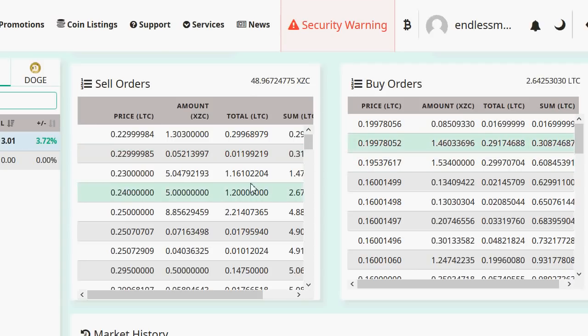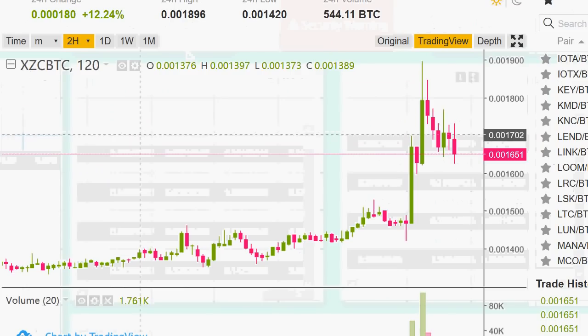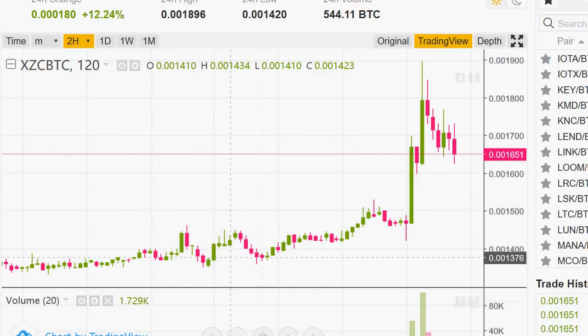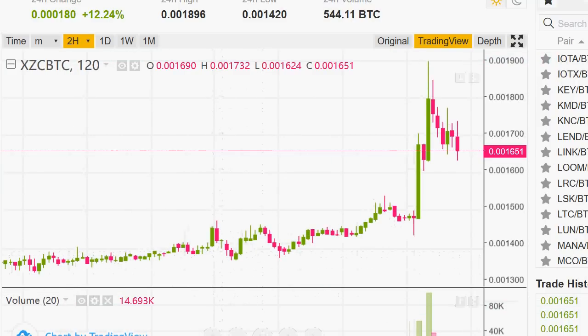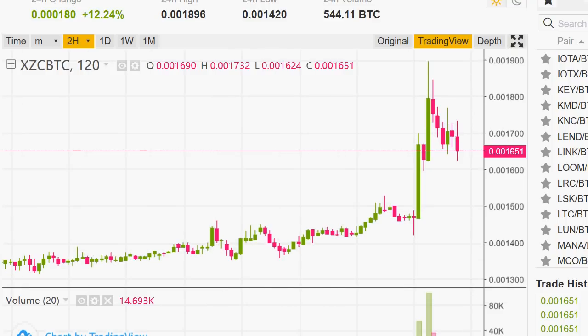I've already checked the fee for transferring or withdrawing this XZC coin. It's a $6.86 coin, and the fee is 0.01. That works out to about 7 cents. So that's a cheap transfer.